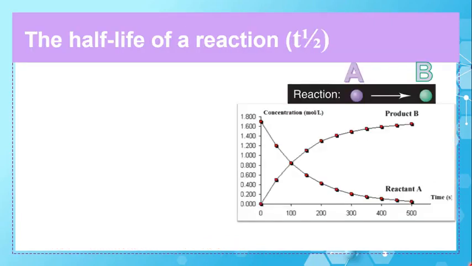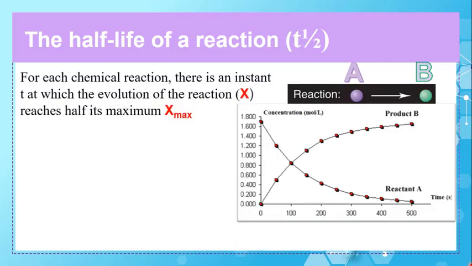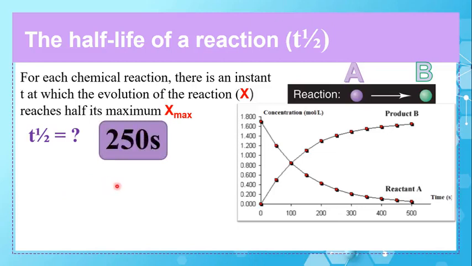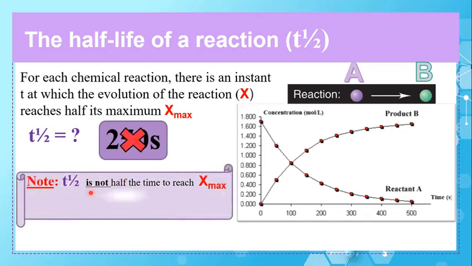For each chemical reaction, there is an instant t at which the evolution x is equal to x maximum over 2. We have the same reaction seen previously. Let's try to find the half-life of this reaction. Is your answer 250 seconds? Sorry, it's wrong. Why? Since t half is not half the time to reach x maximum.